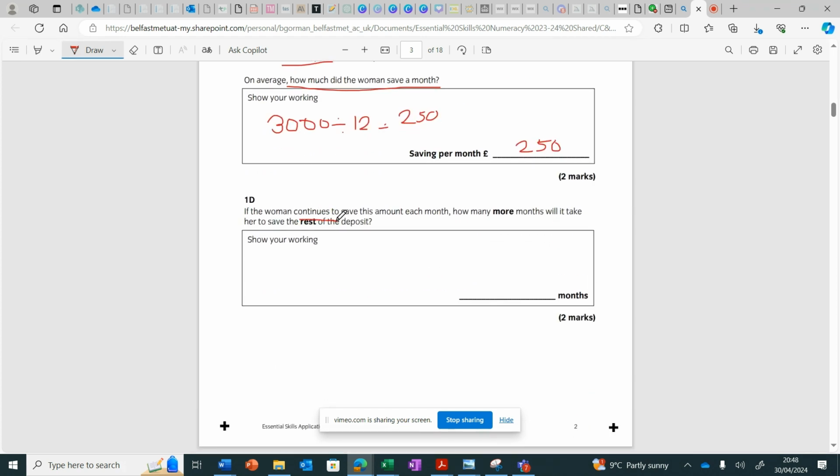If she continues to save at the same rate, how many months will it take her to save the rest of the deposit? Well, the deposit is £4,000. She has already saved 3,000, which means she has £1,000 to save. And each month she's putting £250 away. So how many 250s in 1,000? 4.